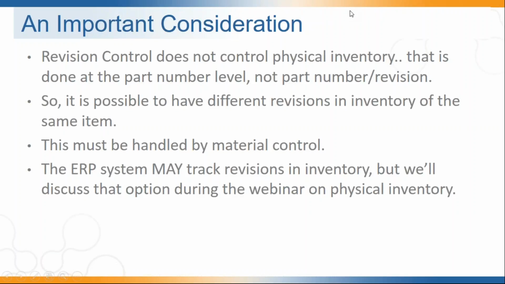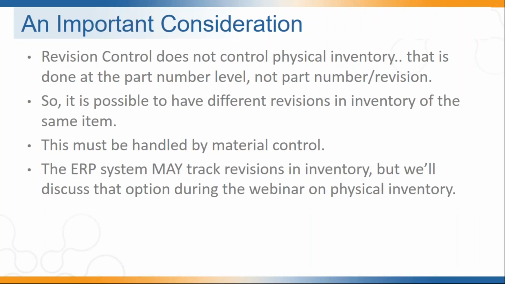So here's an important consideration too. Revision control does not control physical inventory. That's done at the part number level, not the part number revision. So if you were to look up a part on your ERP system to see how many of them you have in inventory, in most ERP systems, while you may be shown the revision of quantities of this part, it typically is going to lump them all together.